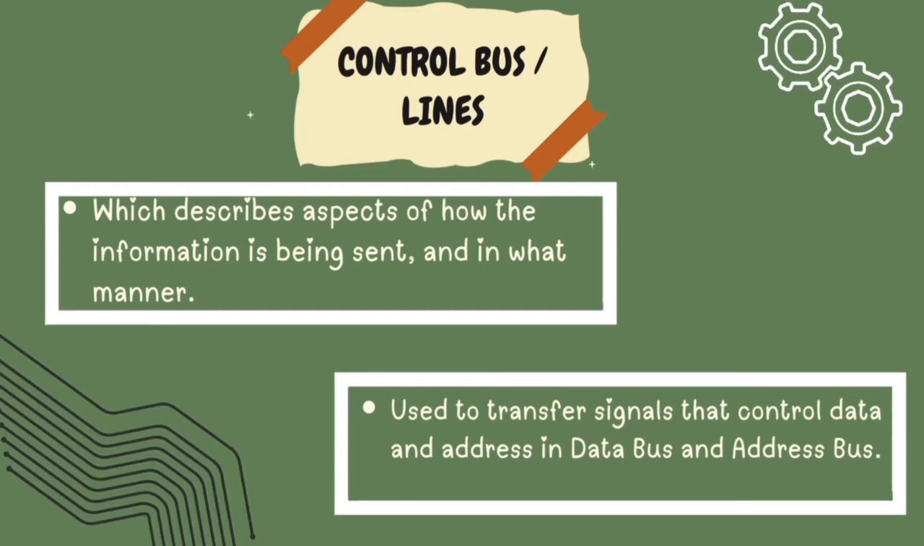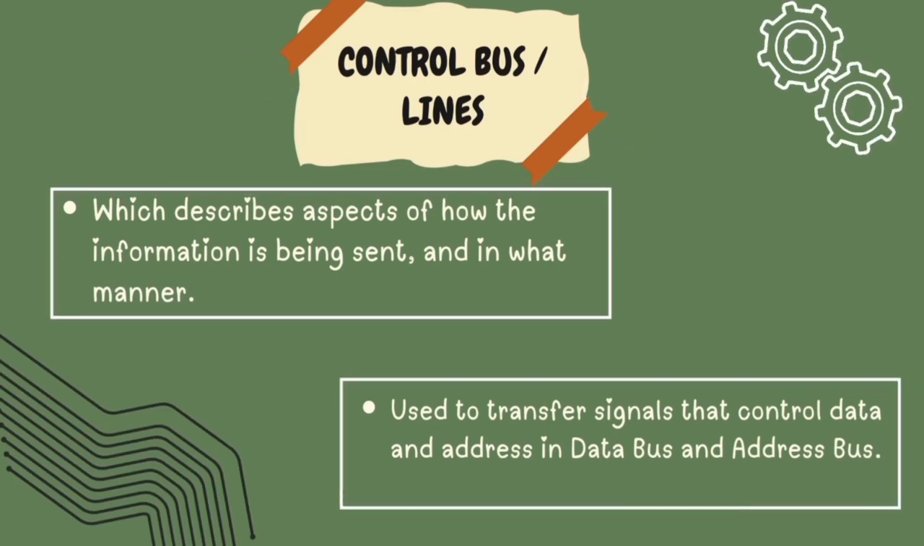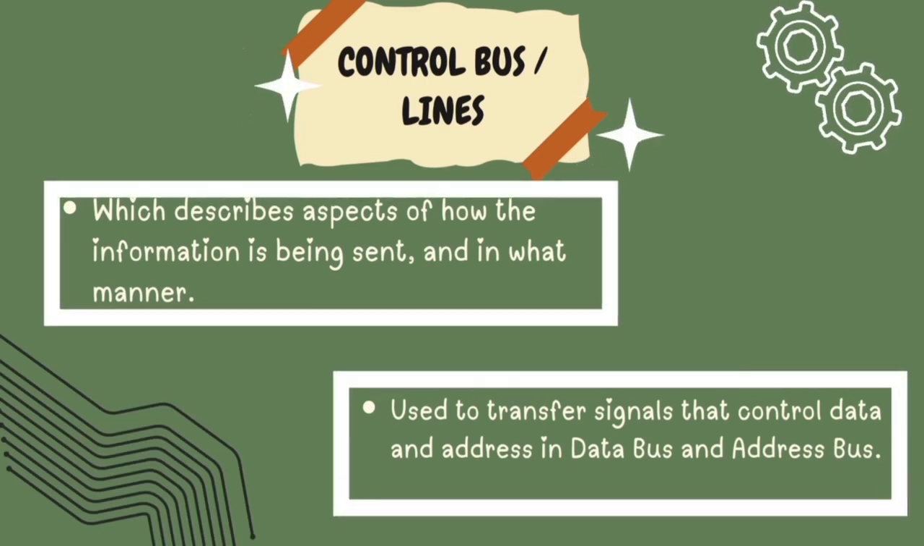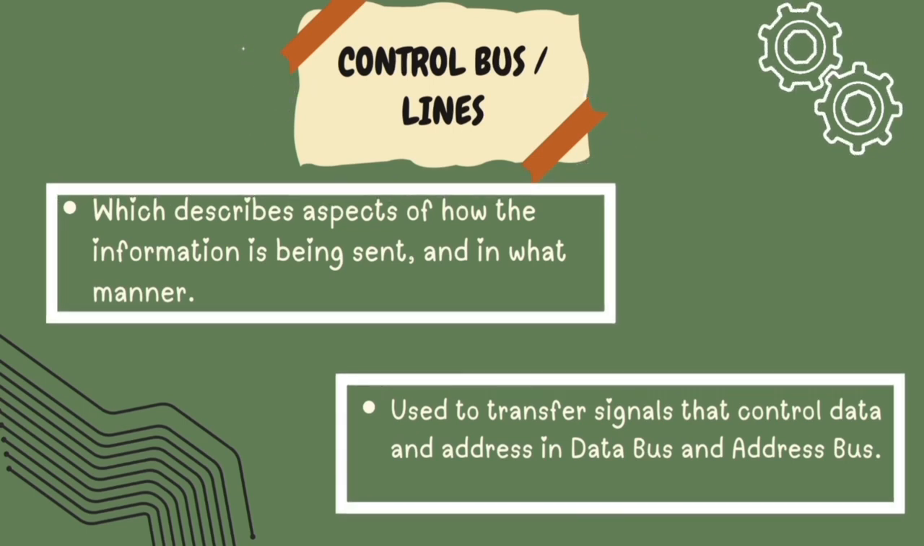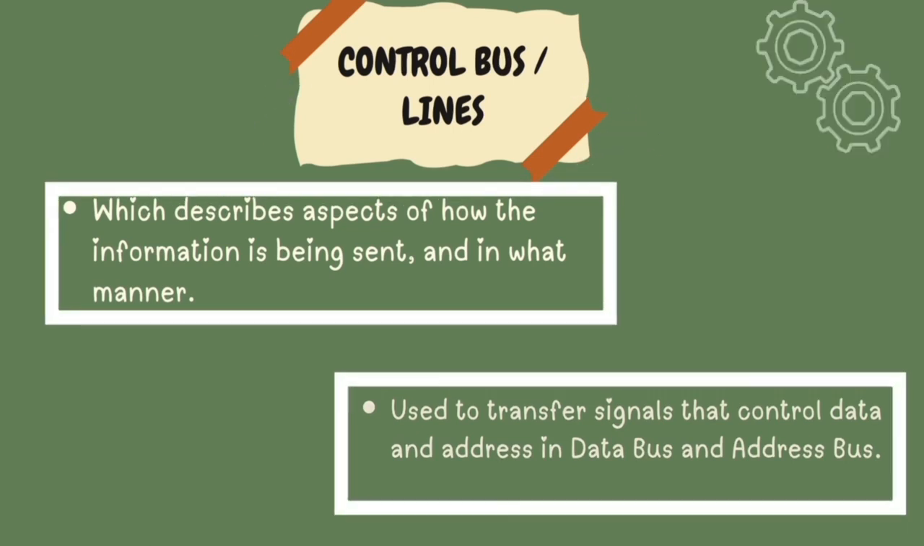What about control bus? It describes aspects of how the information is being sent and in what manner, and is used to transfer signals that control data and address in data bus and address bus.